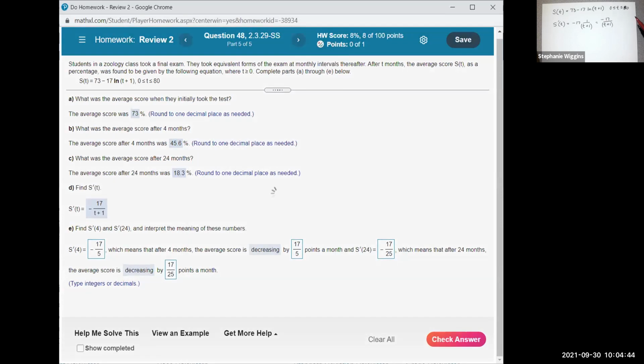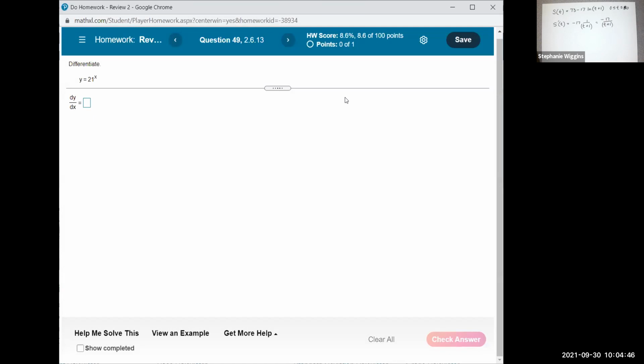Okay, moving on. Now we're moving into section 2.6. This is when you differentiate an exponential function which does not have base e. So this is number 49, and we have y equals 21 to the power of x.